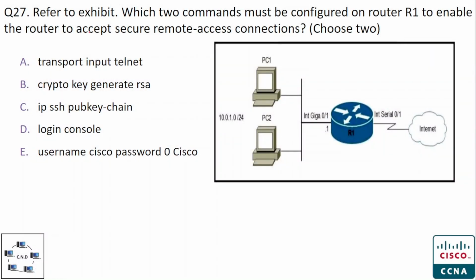Question number 27, refer to the exhibit. This is the exhibit. Which two commands must be configured on router R1 to enable the router to accept secure remote access connections? Choose two options. And the options are option A, transport input telnet, option B, crypto key generate RSA, option C, ip ssh public key chain, option D, login console, and option E, username cisco password 0 cisco. And the correct options are option B, crypto key generate RSA, and option C, ip ssh public key chain.